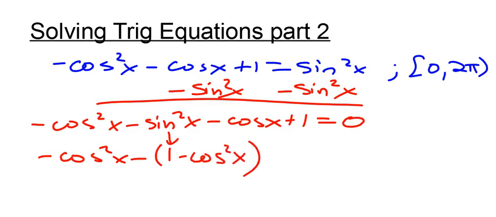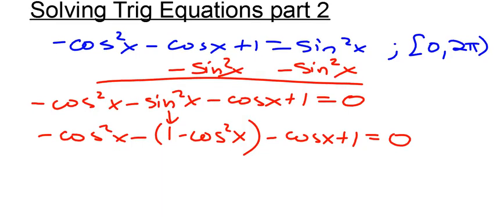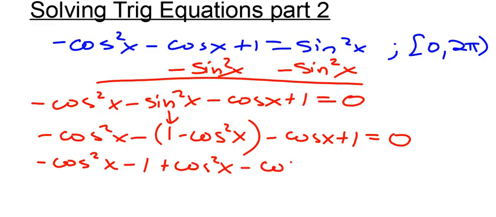Agreed? Right? And because of that, I would get negative cosine squared of x minus 1 minus cosine squared of x, and then minus cosine of x plus 1 equals 0. Well, now that I've got the same word, cosine, let's see if I can combine some like terms and simplify. I get negative cosine squared of x minus 1 plus cosine squared of x minus the cosine of x plus 1 equals 0.